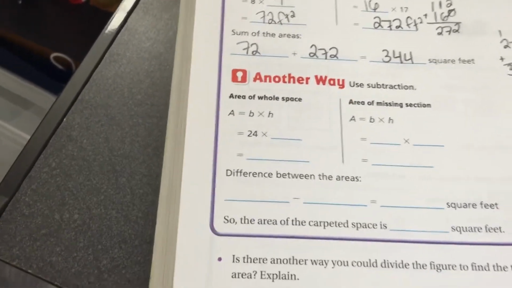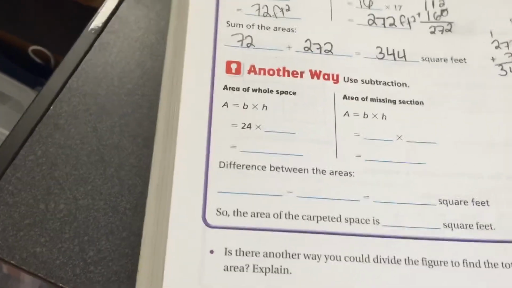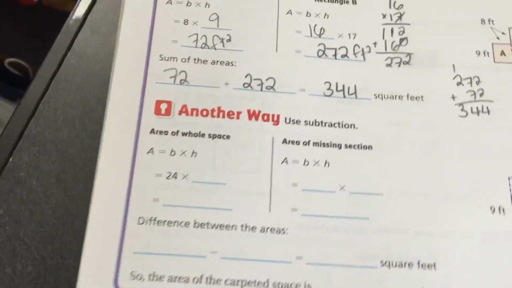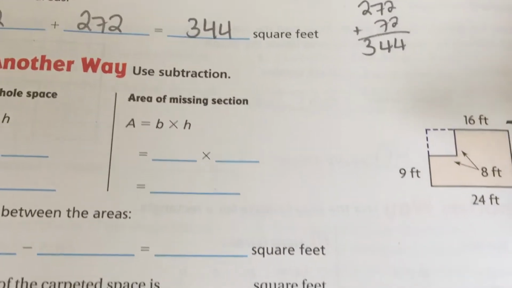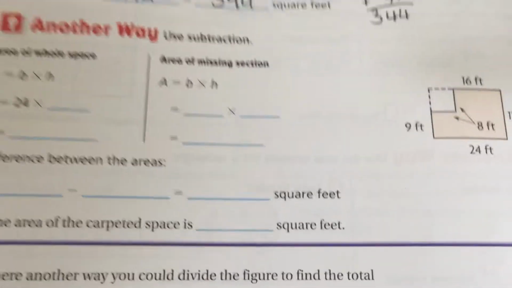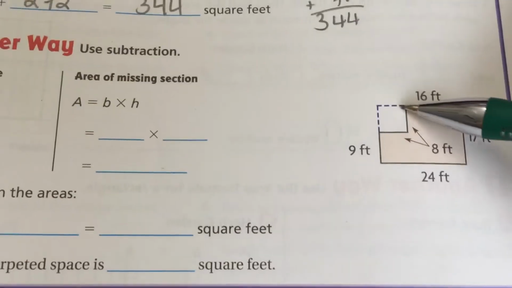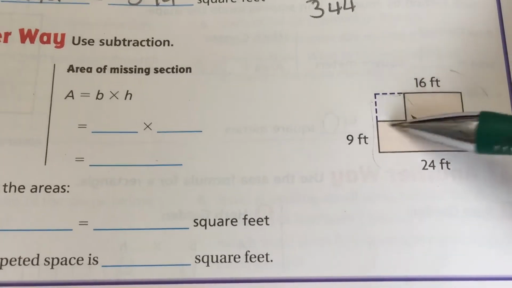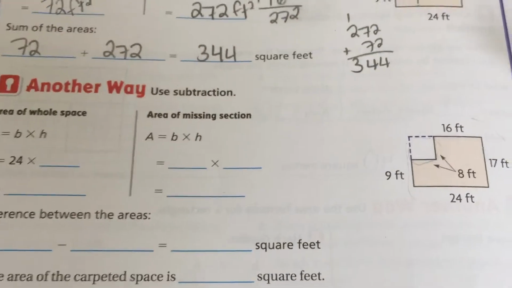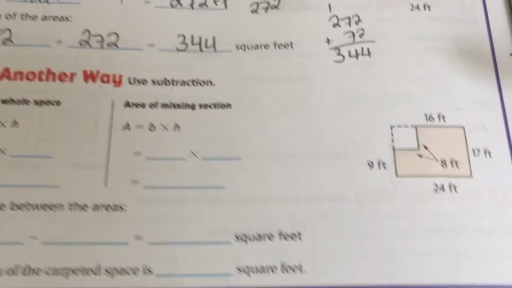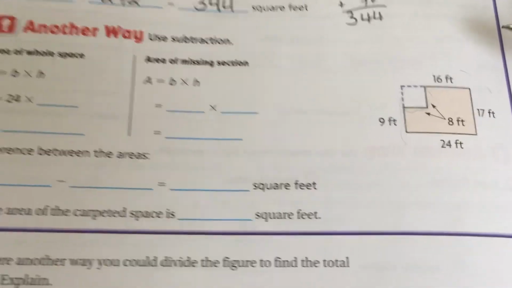The other way to do it is subtraction. So the way they did it was, oh yeah, okay, this is how they did it. They pretended to fill in this missing space over here, that's kind of what I was talking about earlier. They turned this into a big rectangle, and then they subtracted this smaller rectangle out of it. It's a little more challenging because there's a little bit more thinking involved, but it is definitely a way you can do it.